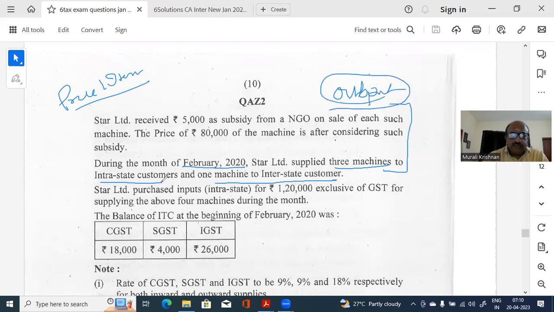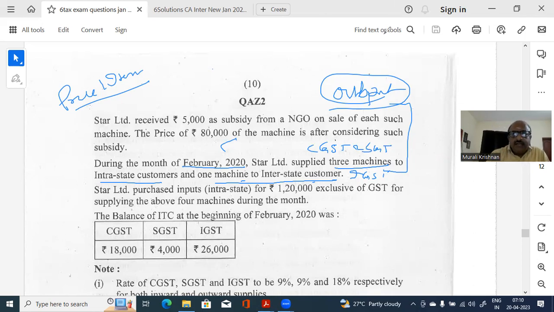Output tax liability. So first you find out per machine what is the correct value. Using that, you have to multiply by 3 for the calculation of the total value for 3 machines for the month of February, and 1 machine for interstate separately, because on this IGST will come, on that CGST and SGST will come. That is why we have to calculate it separately. I mean, we have to keep the data separately.